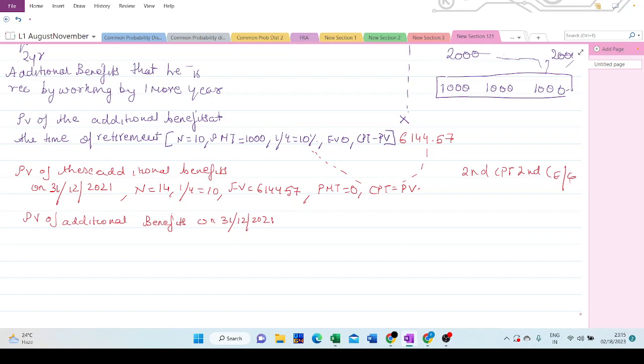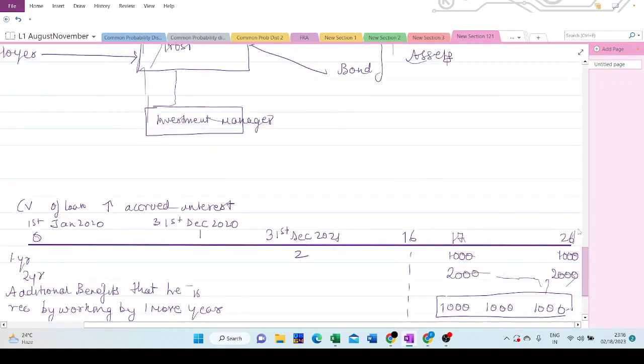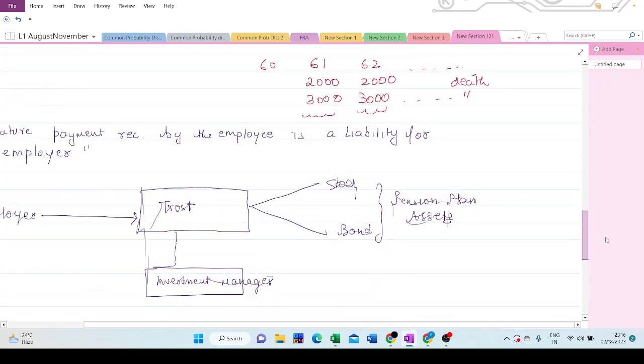चलो जल्दी बताओ, कितना टाइम लगेगा कैलकुलेटर चलाने में? सर, सेम ही रहेगा ना पहले जैसा? तुम 14 साल से डिस्काउंट कर रहे हो ना, तो कितना आया? N equals 14 कर, I/Y 10 कर, FV equals 6144.57 कर, PMT 0, CPT PV. किसी के आया?